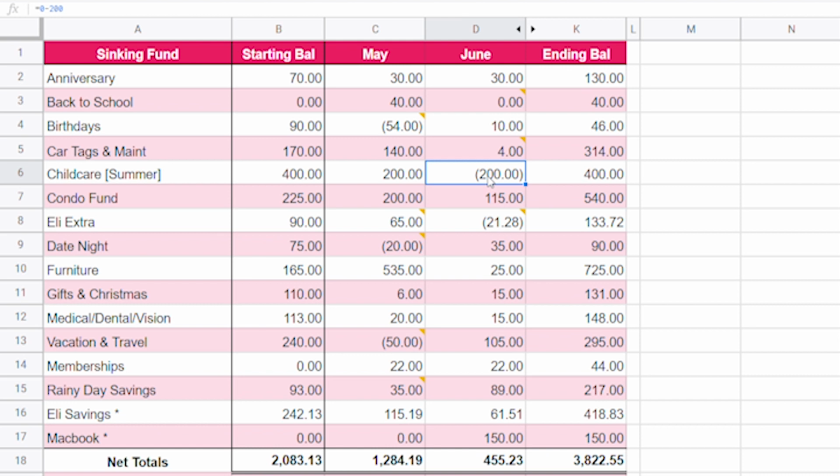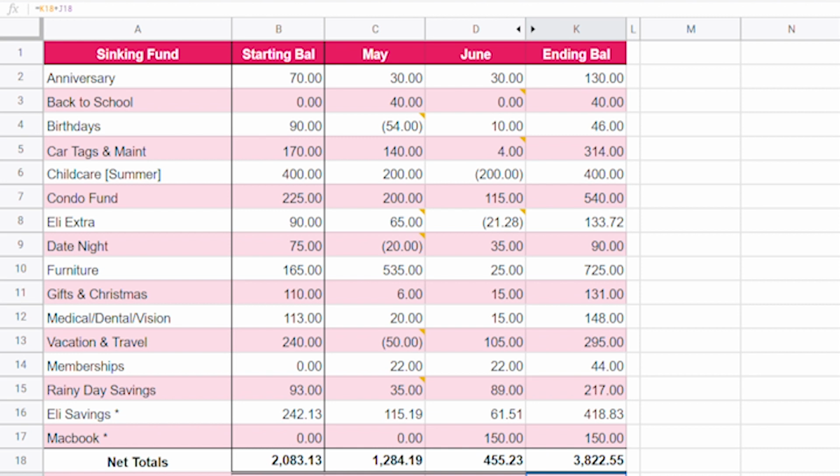So my net total was $455.23. So when we look at it across the board, we went from 2,083 up to 33.67. Now we're up to 38.22. Right, and so that's where we are for our ending balance column. This cell here should match your other two over here. So this cell is just adding up all the numbers in this column. 3,822.55. Yep, that's correct. And our net balance is the same because we have no activity.